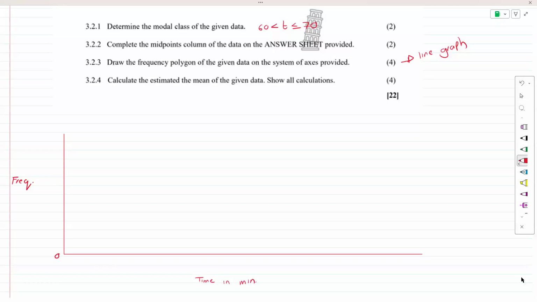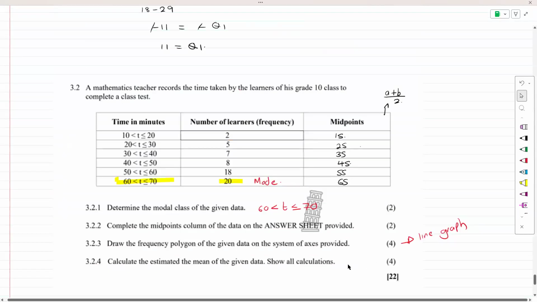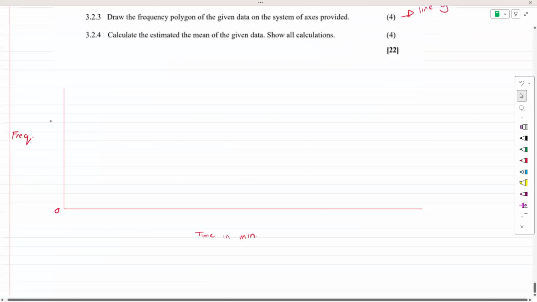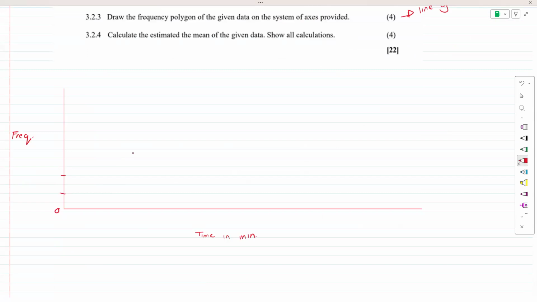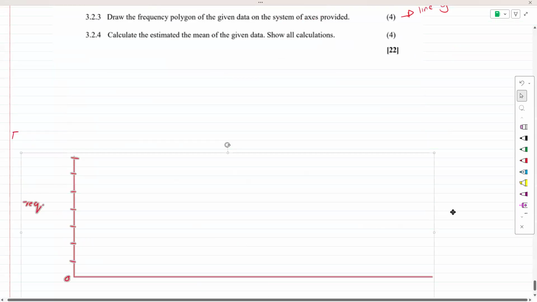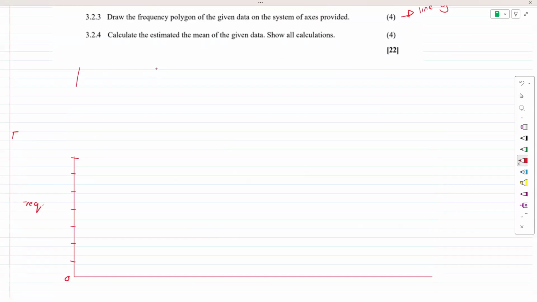Next one is to add the frequencies. So the frequency goes up to 20. Okay, goes up in 20s. Can I go 2, 4, 6, 8, 10, 14? Only got till 14. I would go in 2s, right? Because it's just 20. But most of the people go up in 5s, and that would be fine as well.